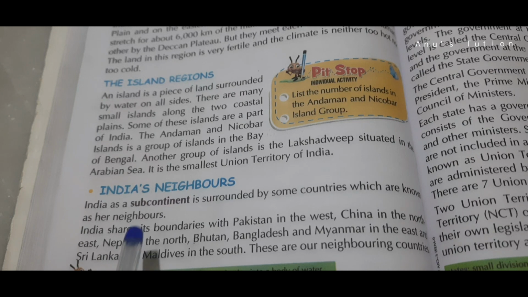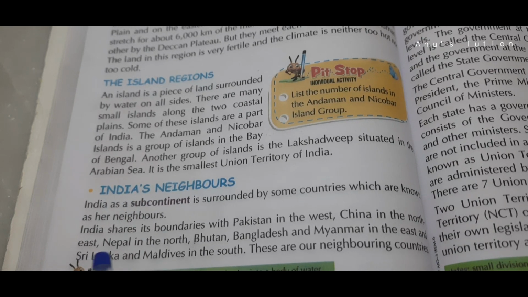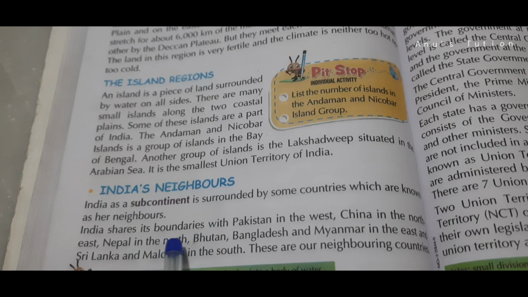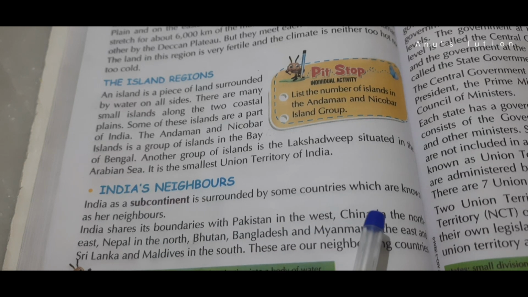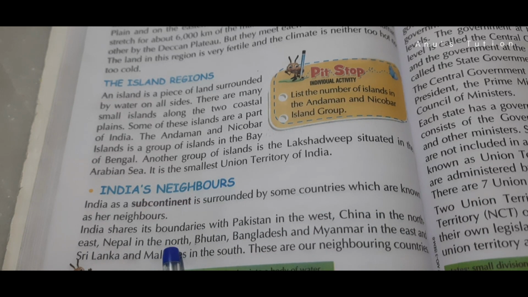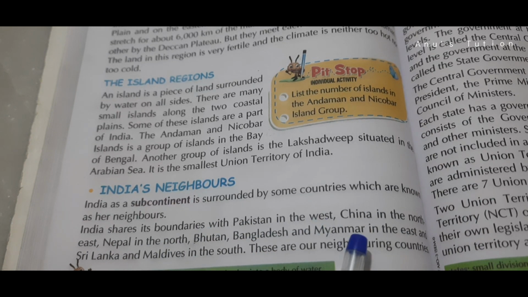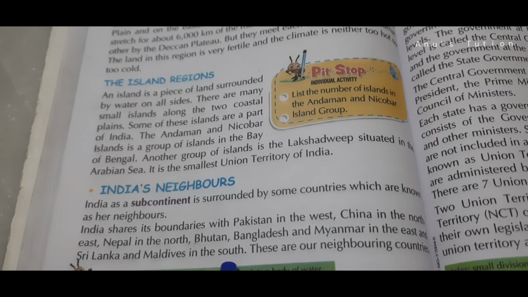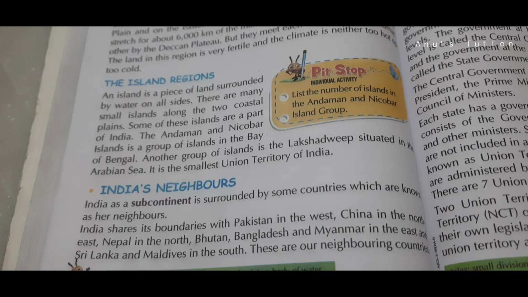What are the neighbor countries of India? I am naming them here. Boundaries with Pakistan in the west, China in the northeast, Nepal in the north, Bhutan, Bangladesh and Myanmar in the east, and Sri Lanka and Maldives in the south.